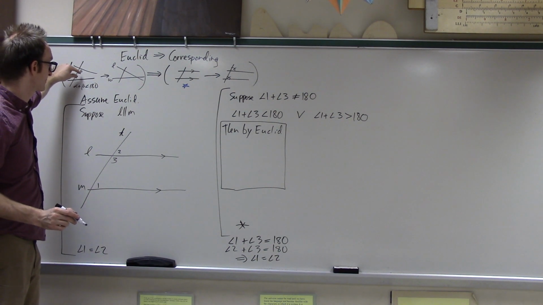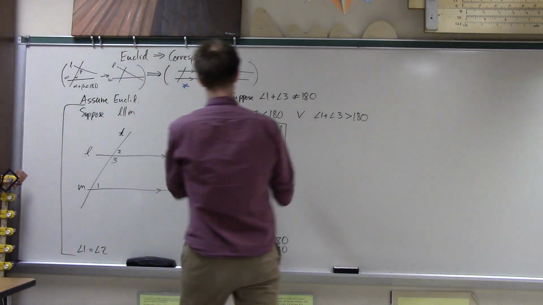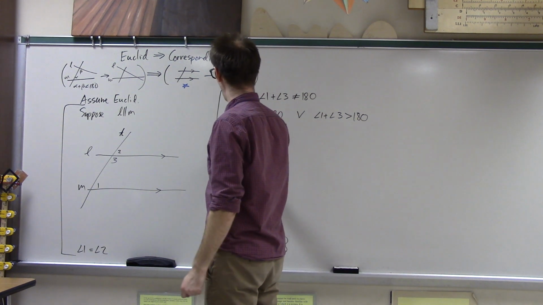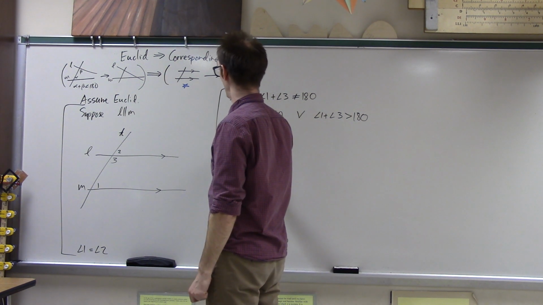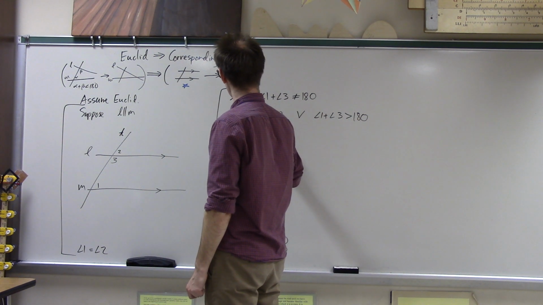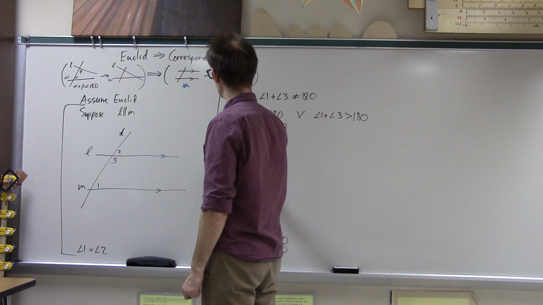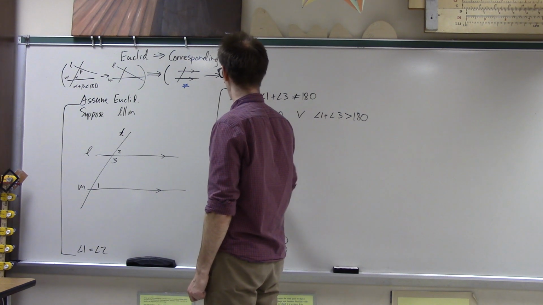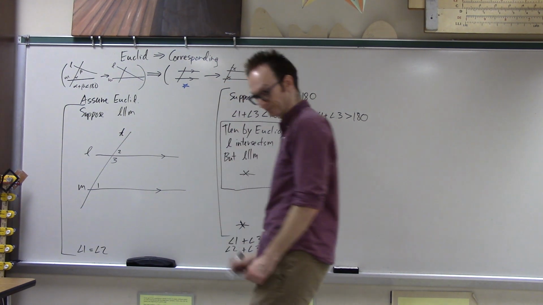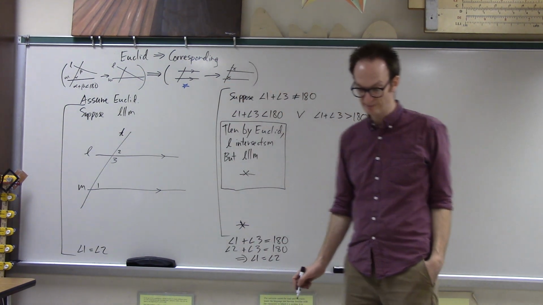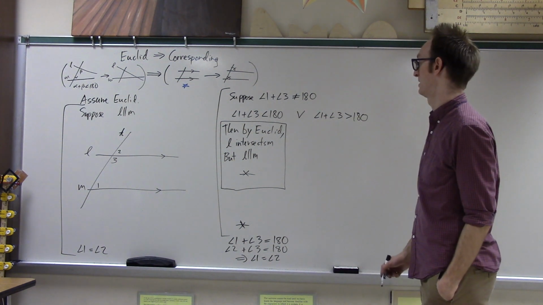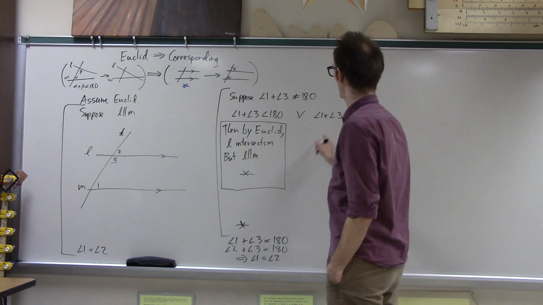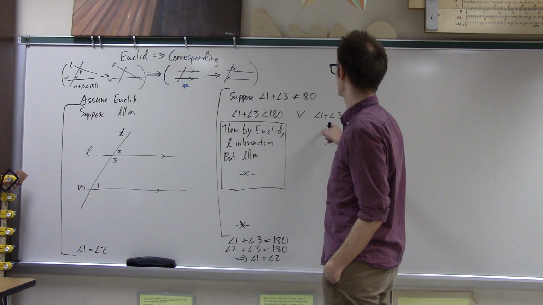If these angles add up to less than 180, then the lines intersect. So by Euclid, L must intersect M. L intersects M. But by assumption, L is parallel to M, so that is a contradiction. It's really that simple. Okay, that was the first case. What's the second case? The second case is this one here.